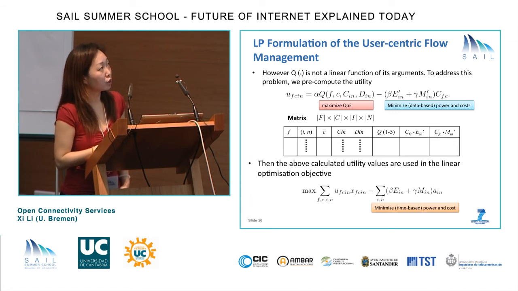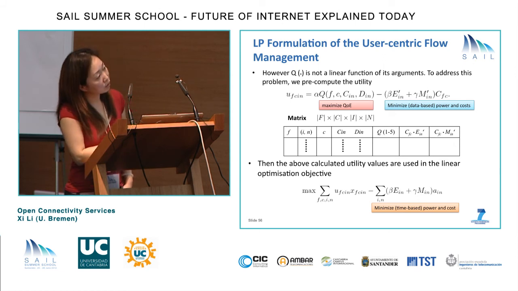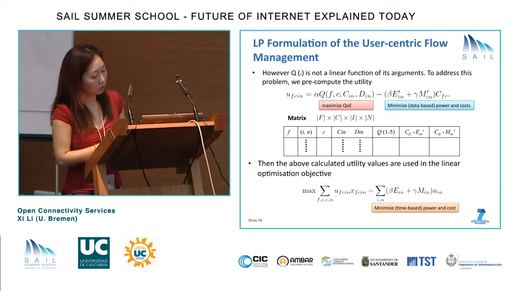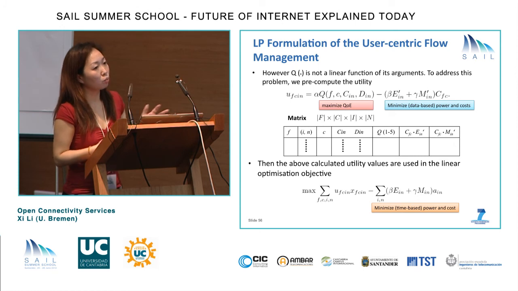So with this lookup table, we can compute the utility in advance, and then in the end we are able to solve it with linear programming, because this will be a linear problem. In this case, we also introduced the last objective to minimize the power and cost which are relevant to the time. As you can compare here with the initial objective function, we did some reformulation, but in the end they are equal objectives.